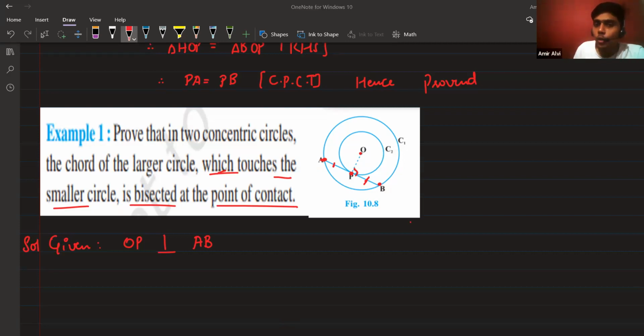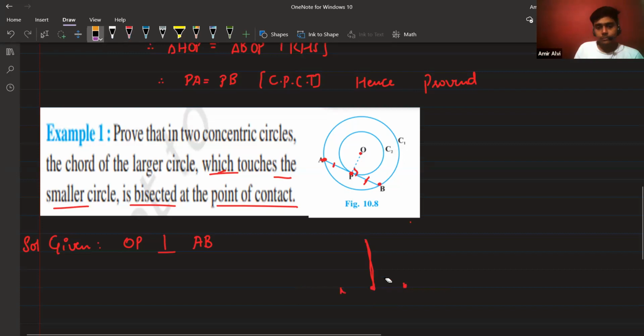O is the center, right? And I'm joining that point to P, which is the point of contact. Tell me, everybody, if I am joining the center to a chord, will it divide the line into two equal parts? Yes or no? Yes, sir. So that's what we need to write here.